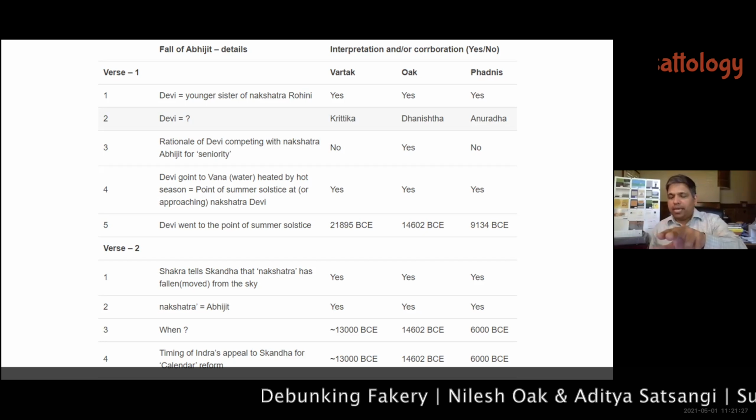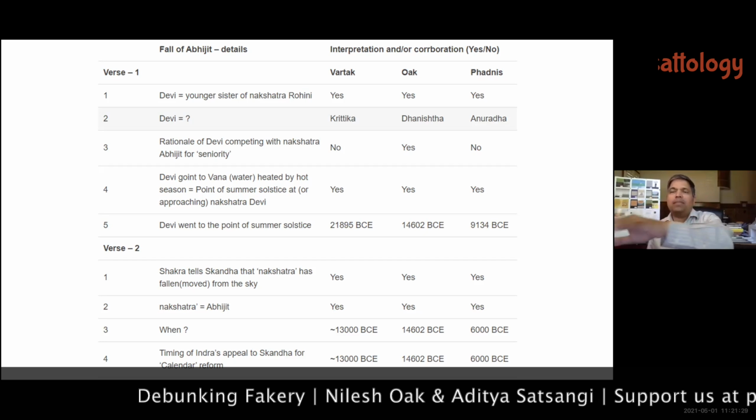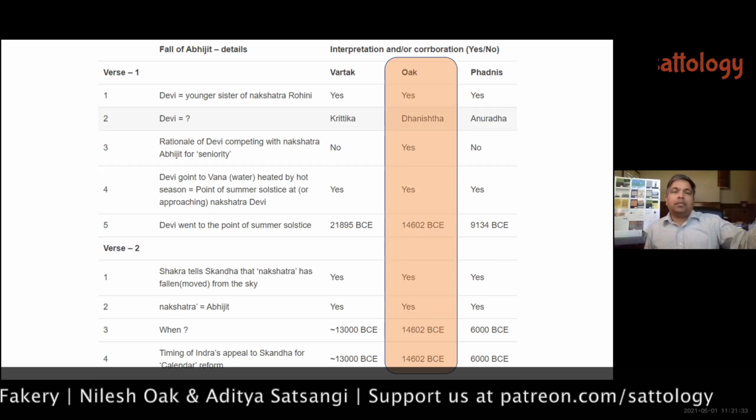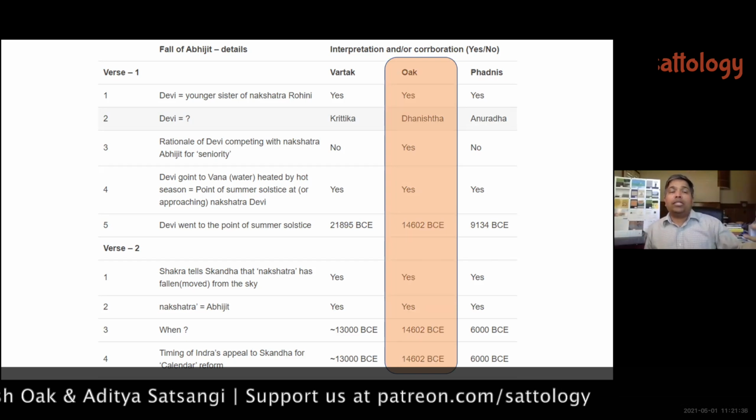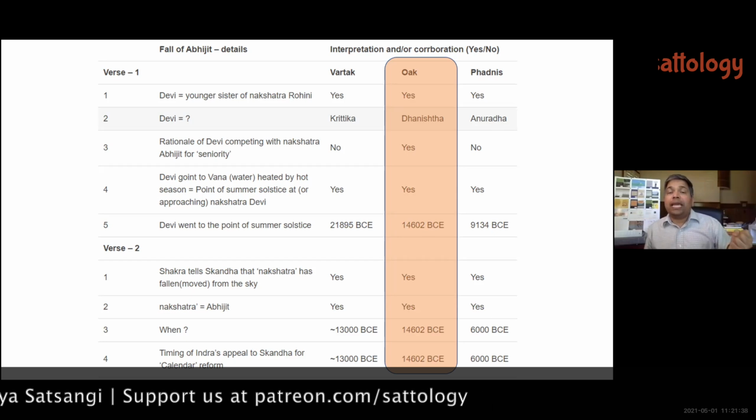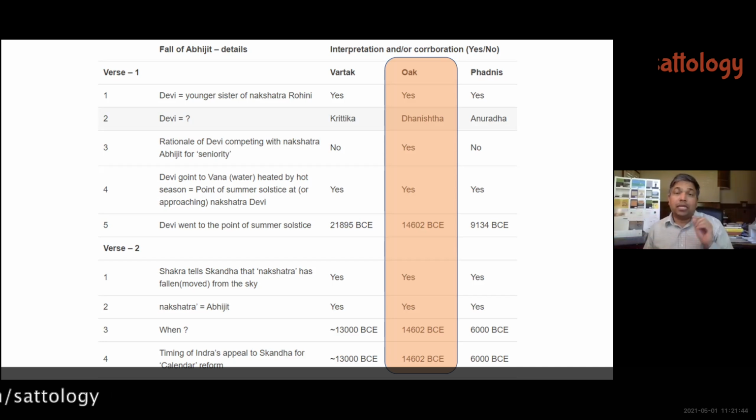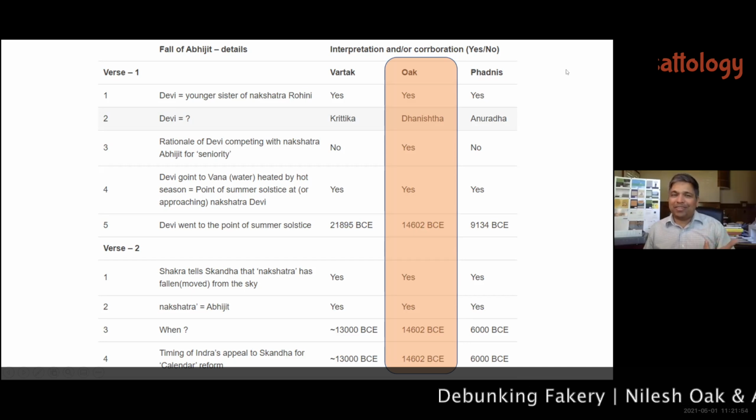But for the other 3, Vartak, Oak, and Fadnis, I've just shown this, and I'll highlight my column in the middle. The first verse has 5 points. Who is the Devi? Have they given the answer? All 3 have given the answer. Even Iyengarji has given the answer. Let's look at those answers. Vartak thinks that the Devi competing with Abhijit is Kritika. I am saying it's Dhanishta. Fadnis is saying it's Anuradha. And Iyengarji is saying it's Rohini. Just so that everyone understands.